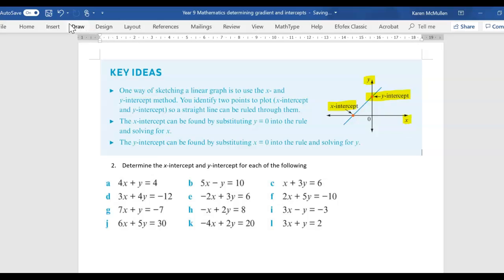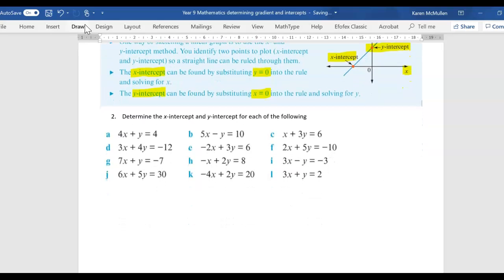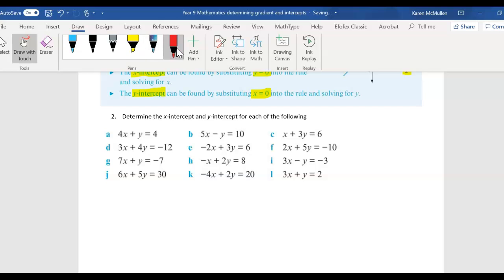Now, the good thing about it is it's not too hard to calculate. So if we're calculating the x-intercept, all we do is let y equal 0. And when we're calculating the y-intercept, we let x equal 0. All right, so let's go ahead and do that. So let's do question A.